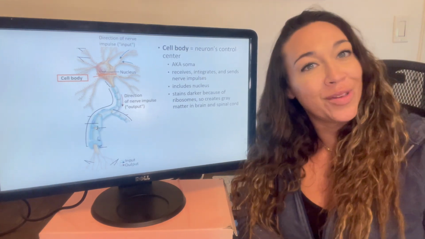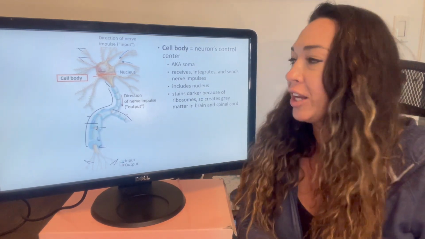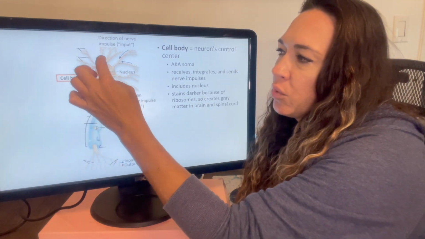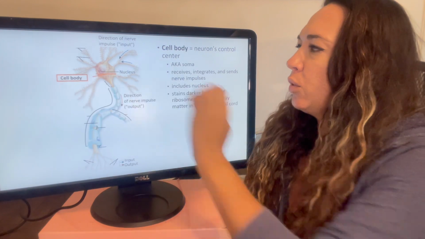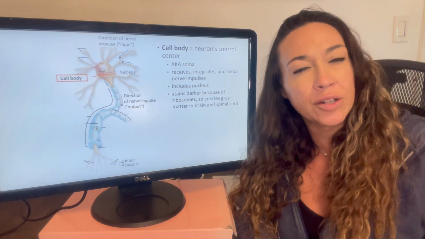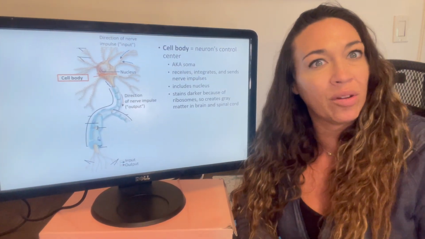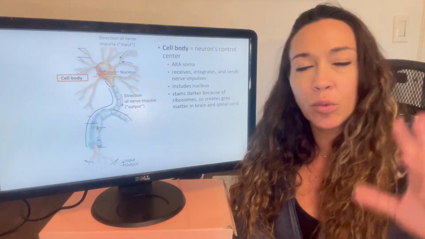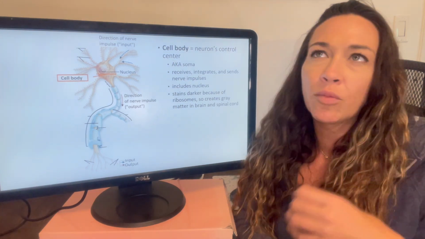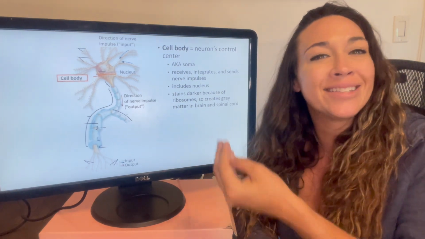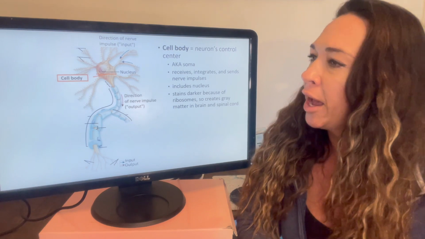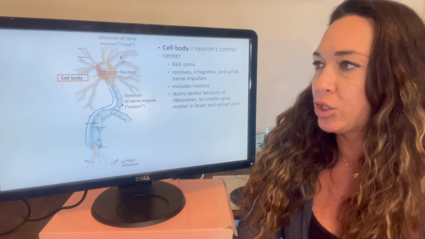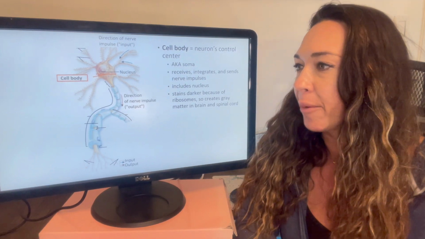All right, so starting with the cell body, looking a little bit more in detail. This is also known as our soma, which again is going to be this section right here containing that nucleus. This is really the cell's control center, which is why it's the cell body. It's like the bulk of the cell and the most important parts. It does stain darker when you're looking at it because of the ribosomes. Again, ribosomes are going to be creating proteins, so very important for these guys. Also creates gray matter in the brain and spinal cord when you're actually doing analysis of that.